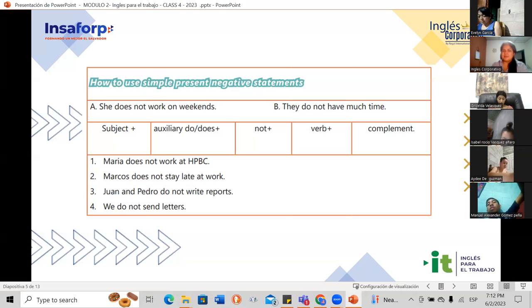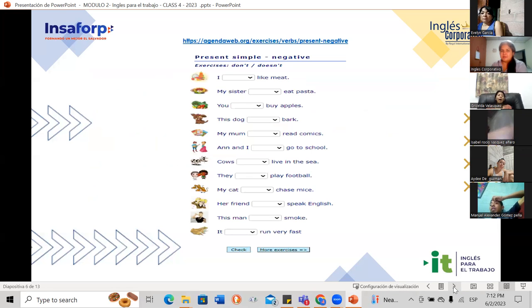Como les decía, eso probablemente es solo un repaso para ustedes because you already studied that before, maybe. But it is in the program. We have to review that, okay? Okay. So, let me continue. Those are examples, right? We have here another exercises. Tenemos unos ejercicios.